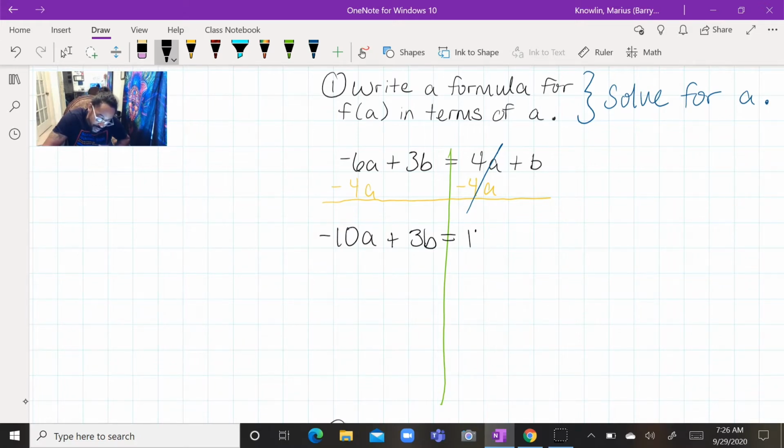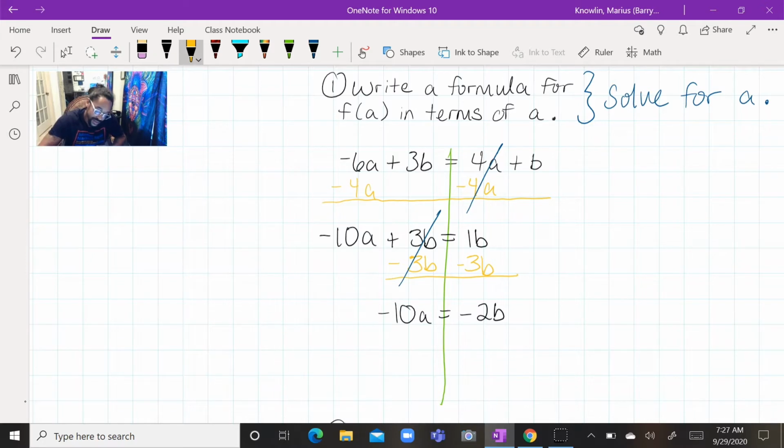equals 1b. Even though the 1 is not in front of the b, you can go ahead and put that there. Next, I want to move all my b's to the right-hand side. Everything else that I'm not solving for, I want to move it to the right. So in order to move that 3b, it's positive, I have to subtract it. So minus 3b and minus 3b. Now the 3b's are going to cancel out, and I'm going to end up with negative 10a equals negative 2b. Positive 1b, negative 3b, the signs are different, so you subtract, keep the sign of the larger one, it's going to be negative 2b.